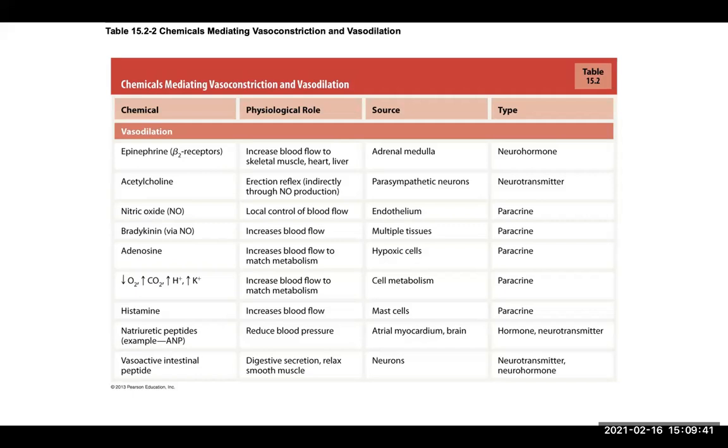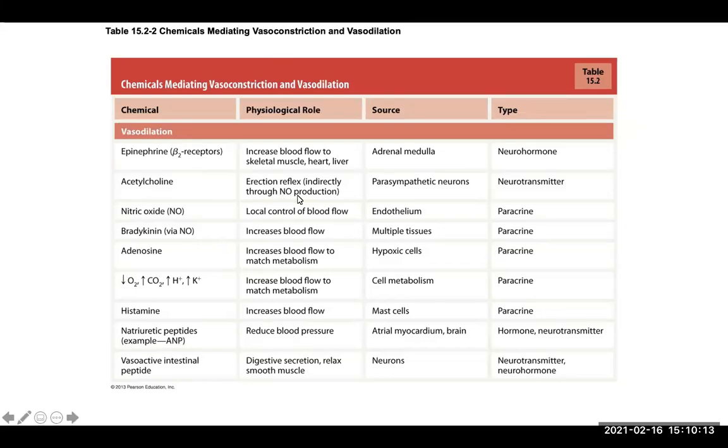Next one we'll talk about is your vasoactive intestinal peptide. This is a neurotransmitter or neurohormone. It is going to relax your GI smooth muscle for your digestive system. Relax the smooth muscles. Next one's acetylcholine. This is a common neurotransmitter that we've talked about a lot. It has parasympathetic activity to cause vasodilation by activating nitric oxide.